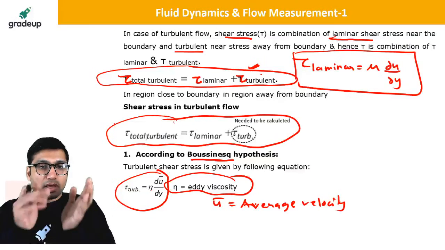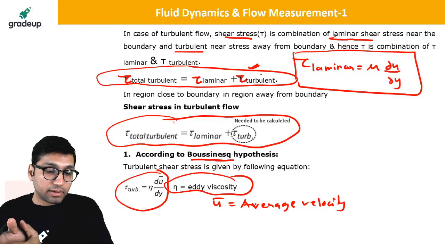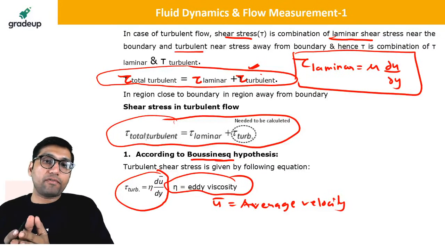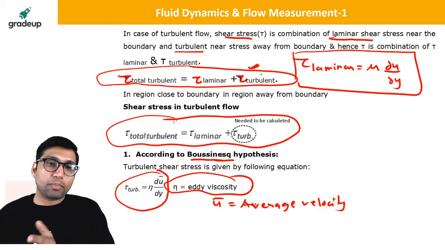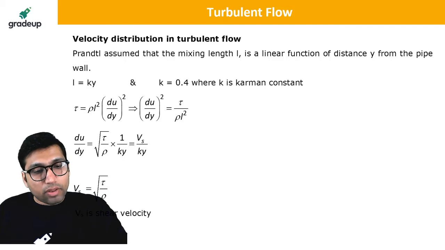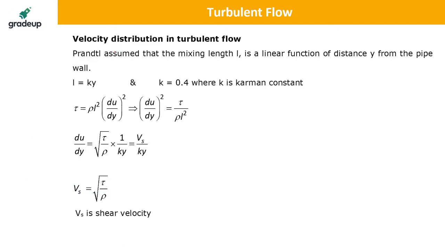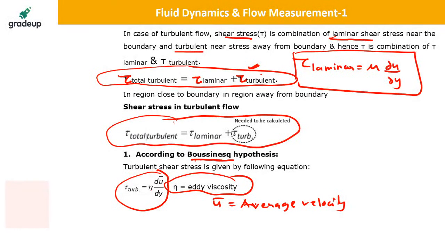So total shear stress in the turbulent flow is the sum of the shear stress due to laminar flow plus the shear stress in the turbulent flow. In the turbulent flow, the shear stress is equal to eta times du by dy, where eta is the eddy viscosity. Now, the question was that this eddy viscosity is very difficult to obtain. So one hypothesis was this Boussinesq hypothesis. He gave the shear stress is equal to this, but this hypothesis was also not exactly clear to give you the value of the shear stress in turbulent flow.